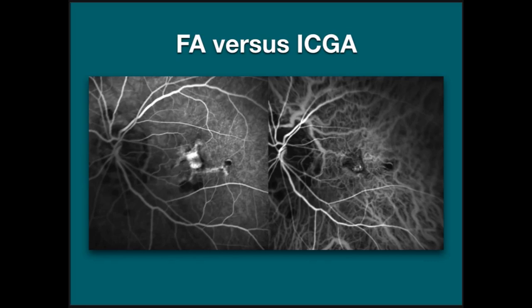It images blood in the retina or leakage in the retina very well. On the right is an indocyanine green angiography image where you can see the major choroidal vessels in much greater resolution. These images are of the same patient, by the way.